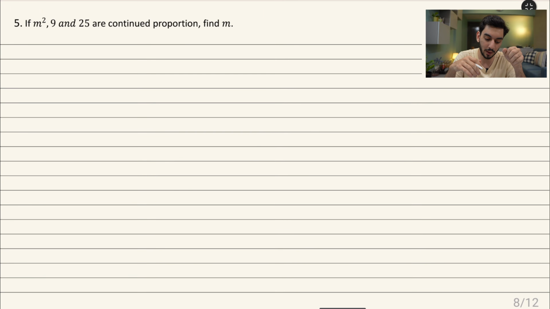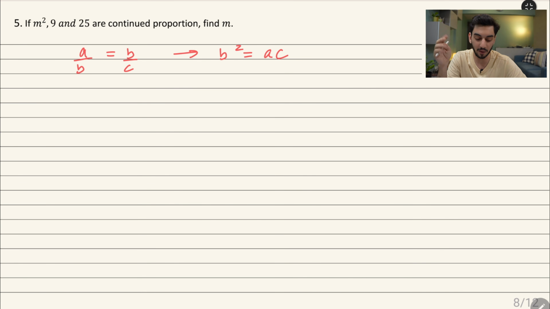This one says if m square, 9 and 25 are continued proportion, find the value of m. So if these things are in continued proportion, I can just say that a upon b is equal to b upon c, or I can use the logic, which is b square is equal to ac. Now m square, 9 and 25. M square is a, 9 is b, and 25 is c. Okay, so instead of b, I will write 9 square is equal to, instead of a, I'll write m square, instead of c, I will write 25.